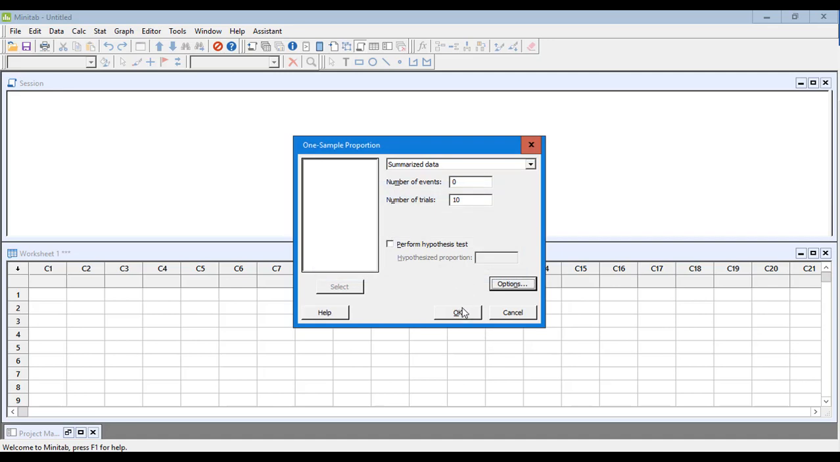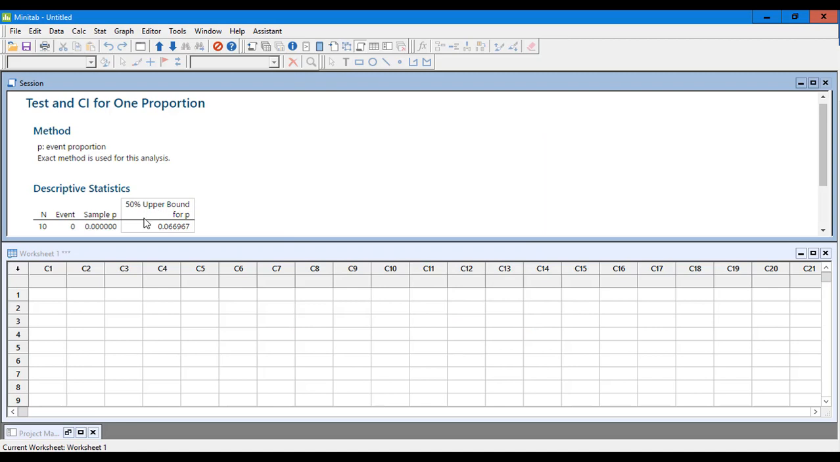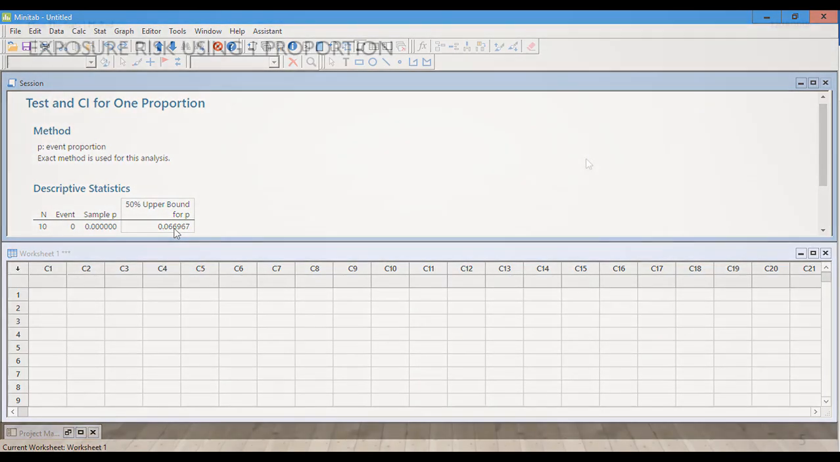What we're asking Minitab to calculate here is the exposure risk given this information that we entered. We click OK, and this is the result we get. This is the upper bound, meaning that the result could go from 0 to 0.066 or 0.067, right?